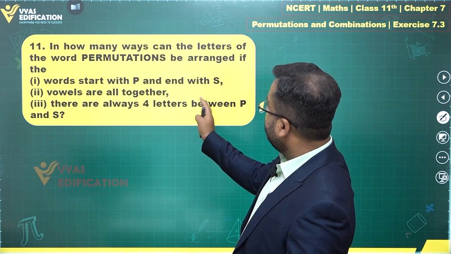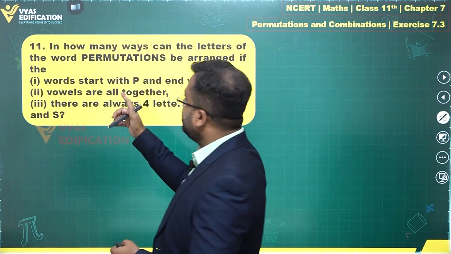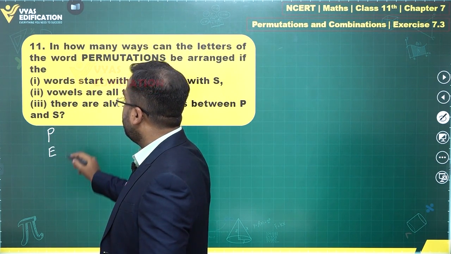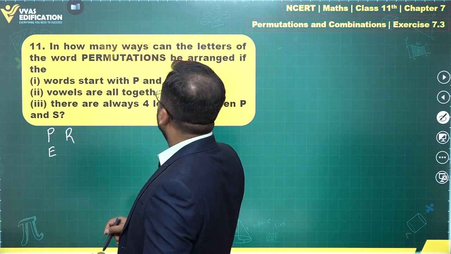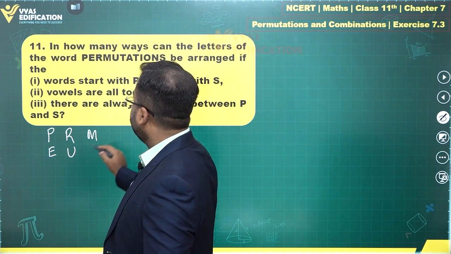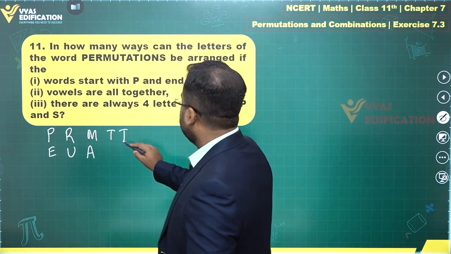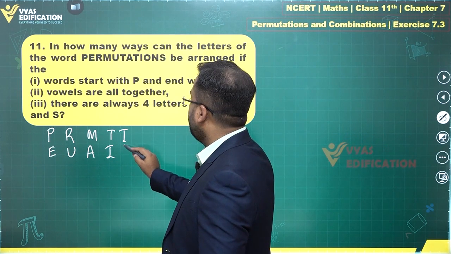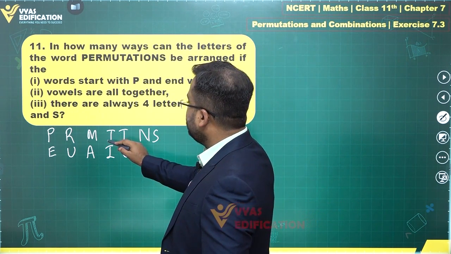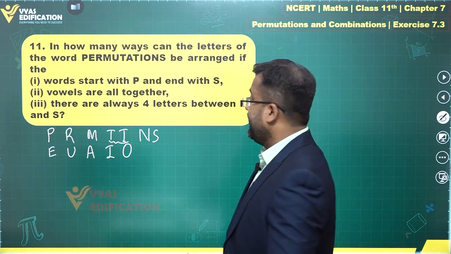Letters of the word, the consonants and the vowels as well, right? So let's write all the letters of permutations first. Permutation: P, E, R, M, U, T, A, T, I, O, N, S. You may see that T's are repeating and no other letter is repeating over here.